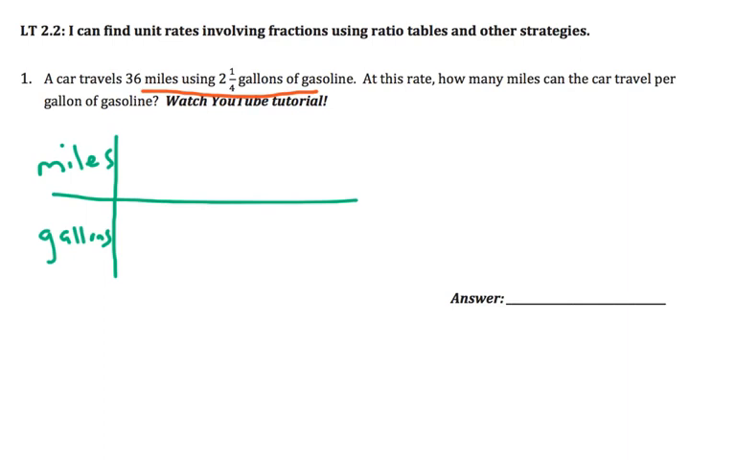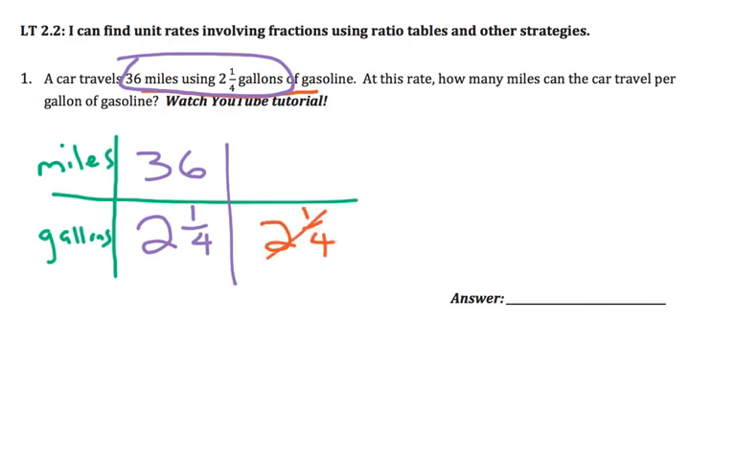Now, how do we put this information in the ratio table? Well, it's telling us that 36 miles uses 2 1/4 gallons. It's basically telling us that these two numbers go together. They're part of a ratio. 36 miles and 2 1/4 gallons are connected because that's how many miles you go in that amount of gallons. So sometimes people would put the 36 here, and maybe they'd put the 2 1/4 over here or something. So that was one mistake that I saw.